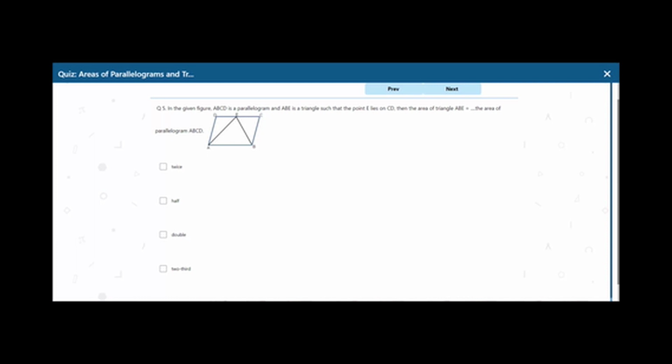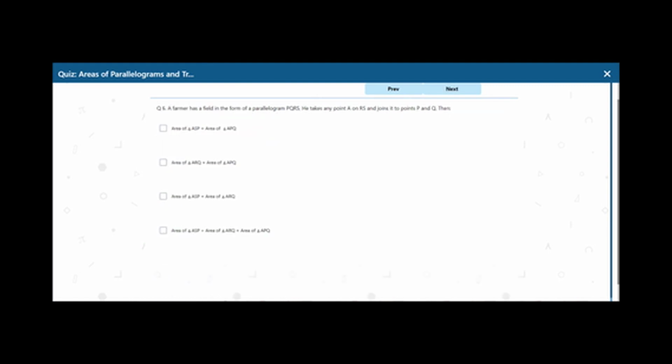Danaya, you have to answer this. ABCD is a parallelogram, AB is a triangle. Area of AB equal to dash. Option B, ma'am. That's correct.